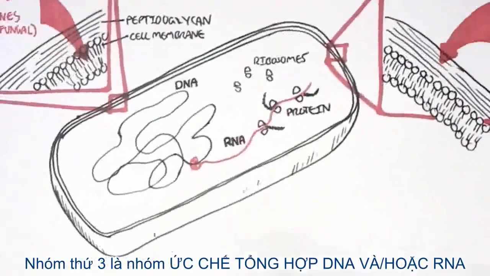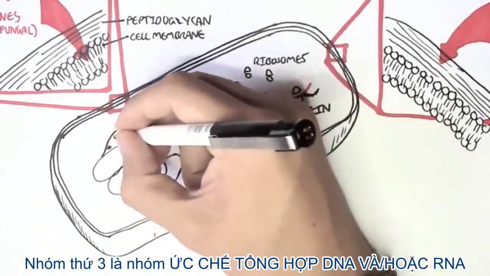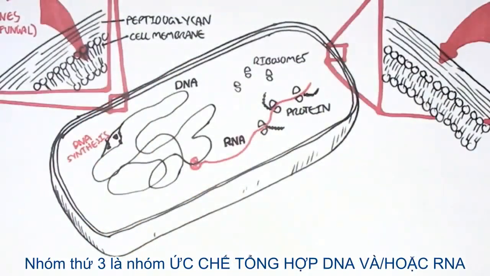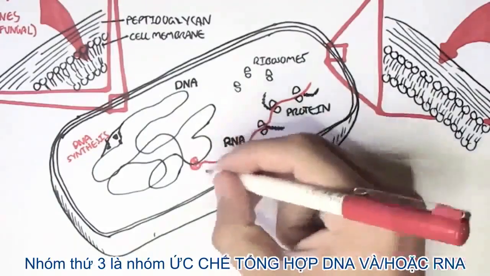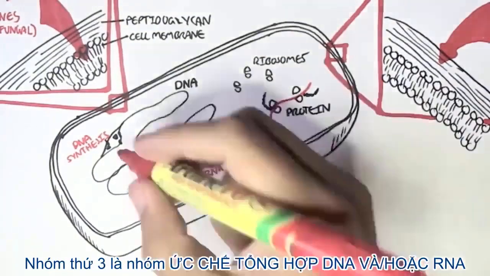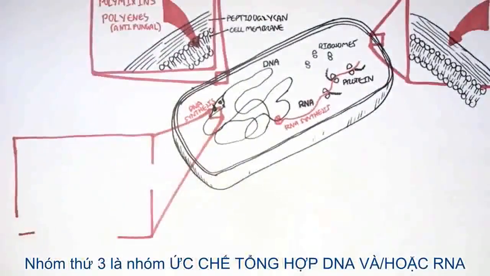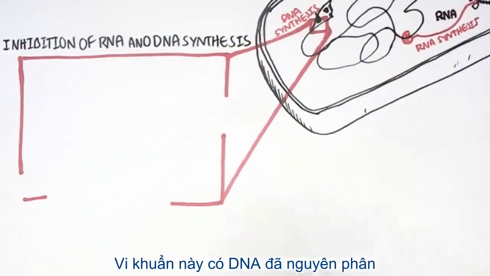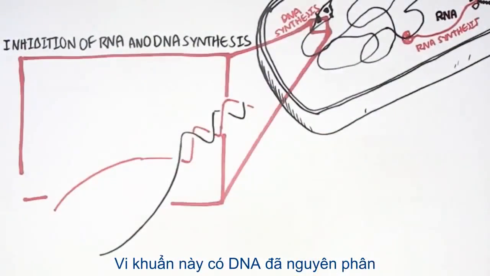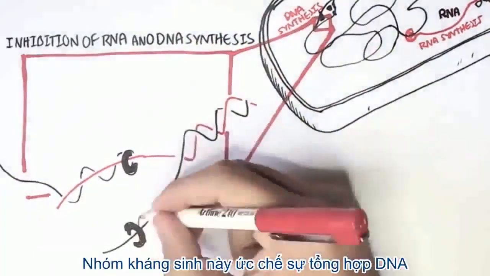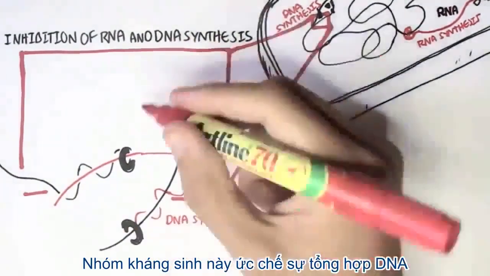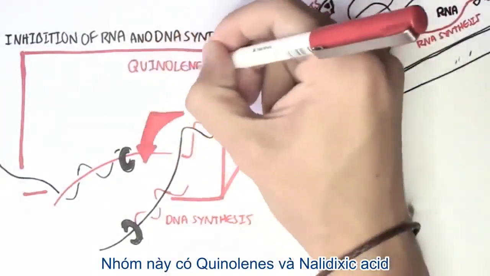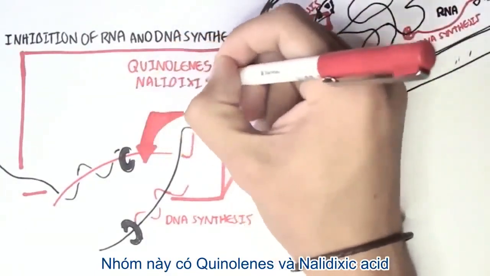The next type of antibiotic class is the ones that can inhibit DNA synthesis here, or what's occurring here, RNA synthesis. So these antibiotics will inhibit RNA and DNA synthesis. So here the bacteria are typically having DNA replicated, of course, like so. So we have antibiotics that prevent DNA from being synthesized. These are quinolones and also a class known as nalidixic acids.